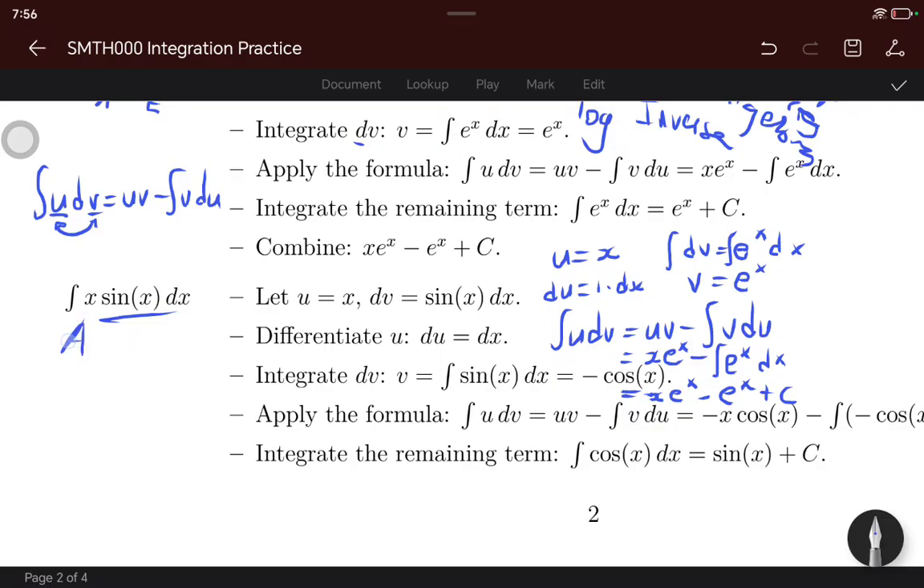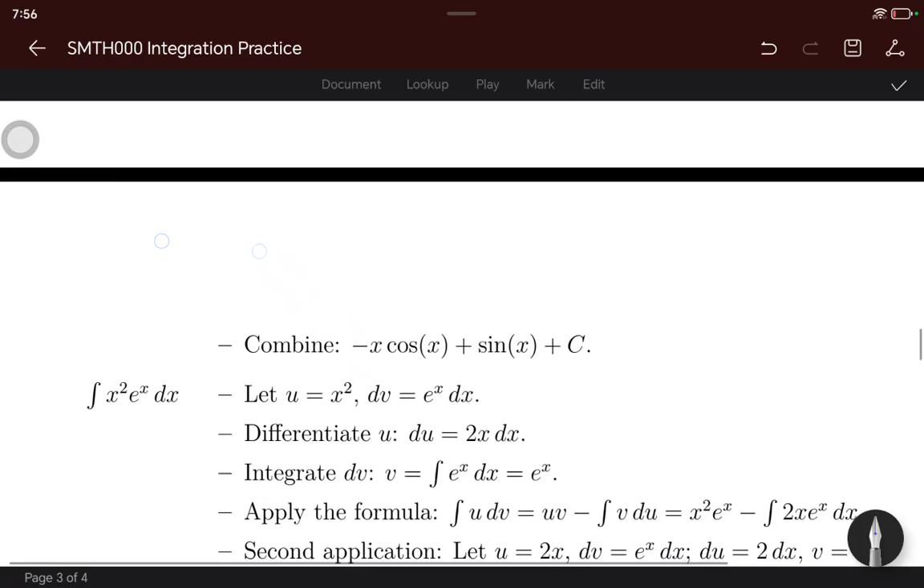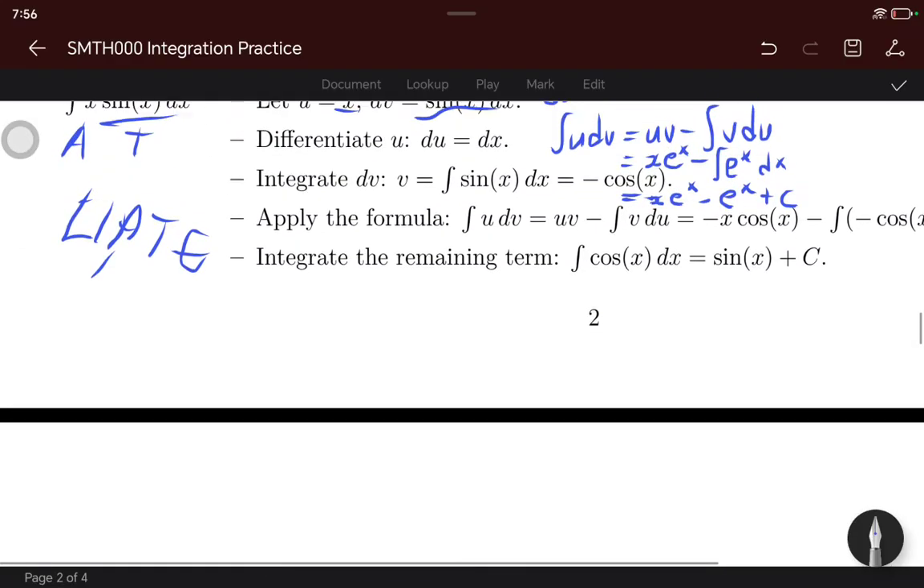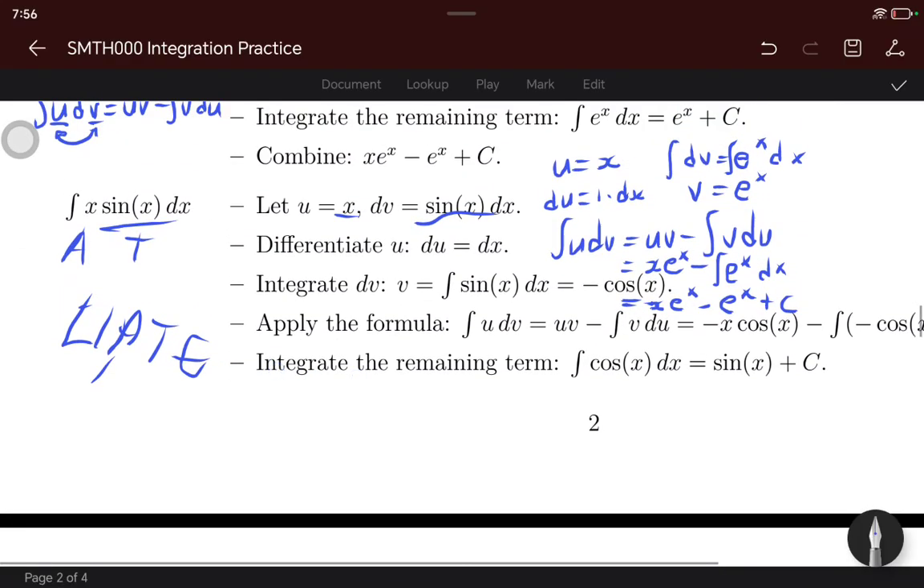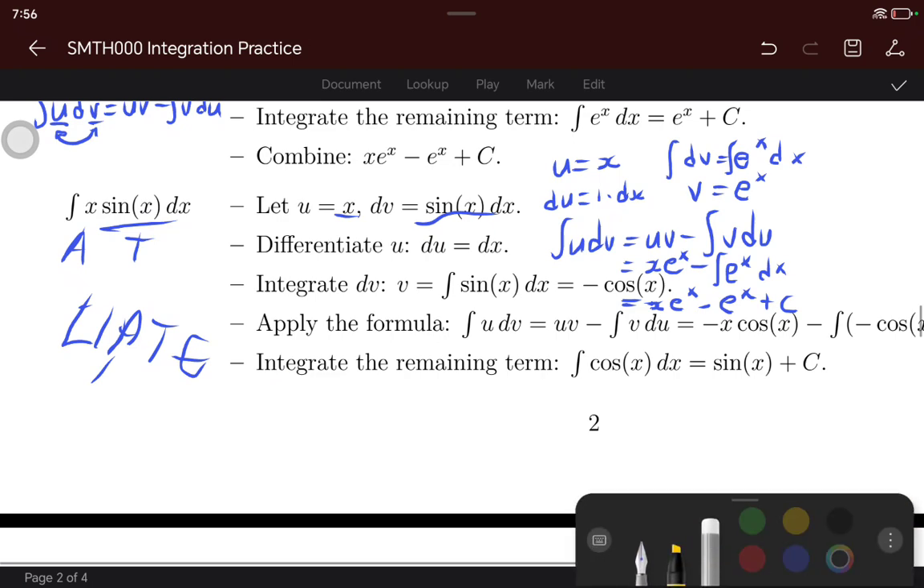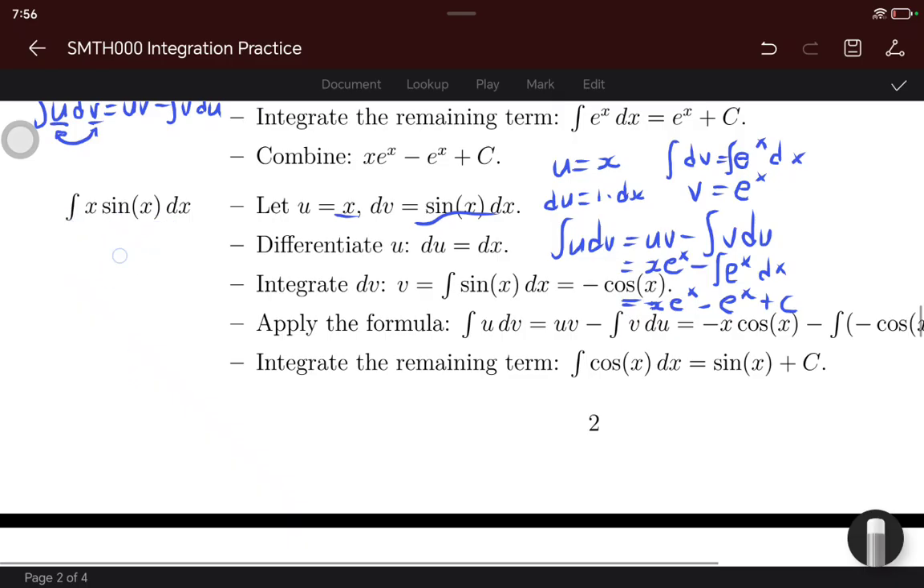So we're going to do the same thing for this one. This is algebra, this is trig. And according to LIATE, algebra comes first. So let this be u, then let dv be equal to sine x dx. You see, right? So it means that we can compute this until we get the solution. So I think for now, I'll just stop here. Just try to understand the remaining so that when we meet next time, we try to do them.